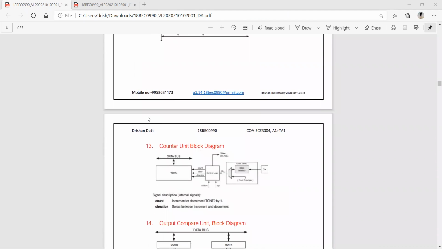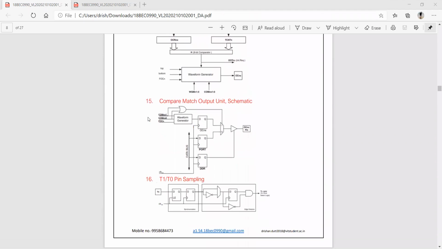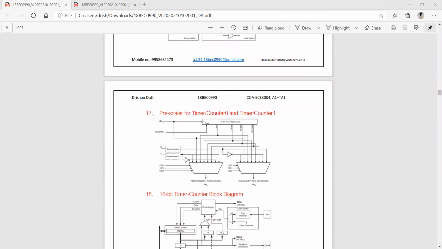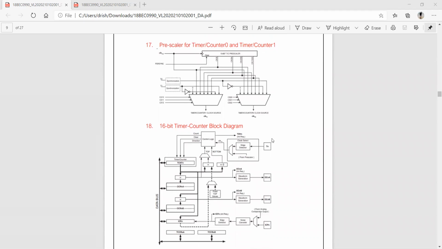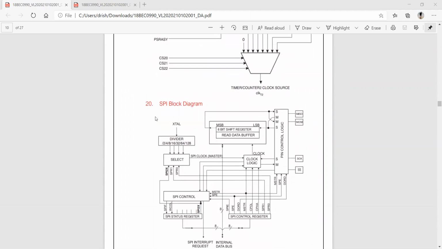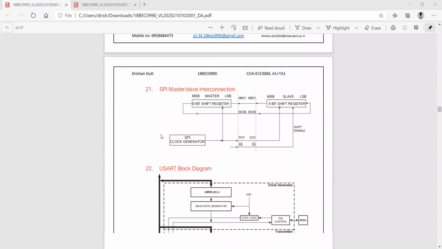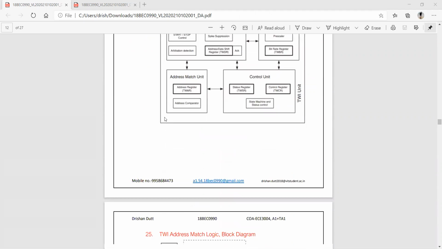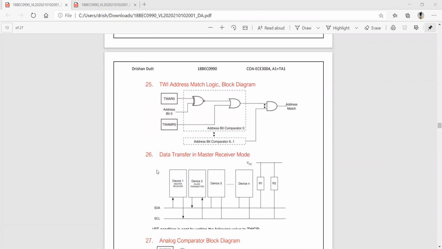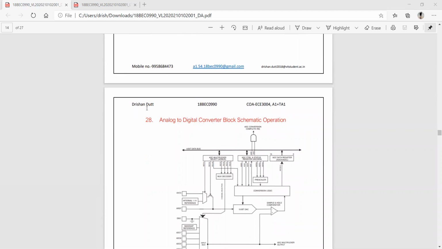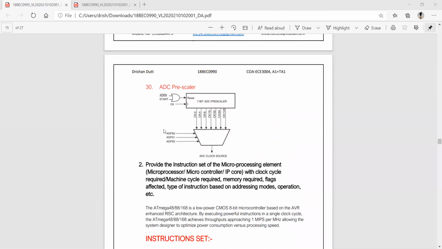We also have the counter unit block diagram, output compare unit block diagram, compare match output unit schematic, T1 and T0 pin sampling, prescaler, timer counter 0 and timer counter 1, 16-bit timer counter block diagram, prescaler, timer and counter, SPI block diagram, SPI master and slave interconnection, USART block diagram, clock generation logic block diagram, overview of TWI module, TWI address match logic block diagram, data transfer in master and receiver mode, analog comparator block diagram, analog to digital converter block diagram, schematic operation, ADC auto trigger logic, and ADC prescaler.